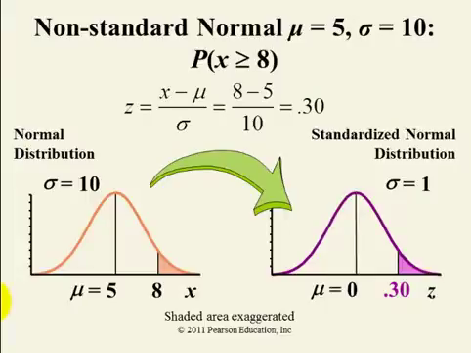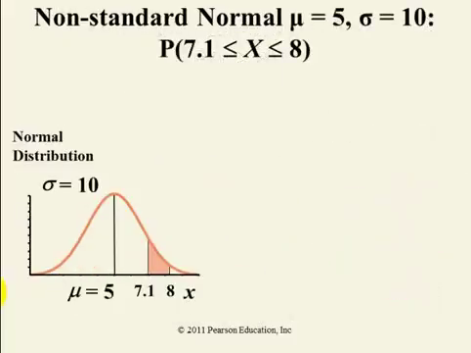So once again, we're starting with a mean of 5, and we are interested in what's the probability that x is greater than or equal to 8. Well, 8 minus 5 divided by 10 is 0.3. And if we look up 0.3, we would get 0.1179. Well, we want the area to the right. That's why we draw those pictures. We want the area to the right. And that area to the right is 0.5 minus 0.1179. And that gives you that 38% probability.